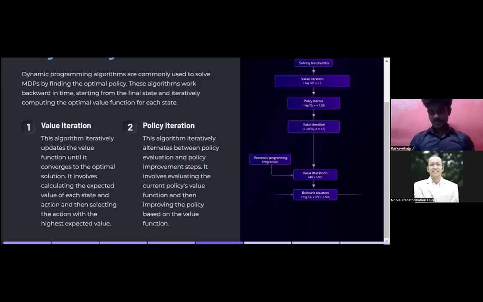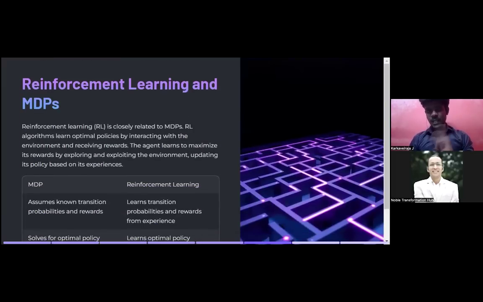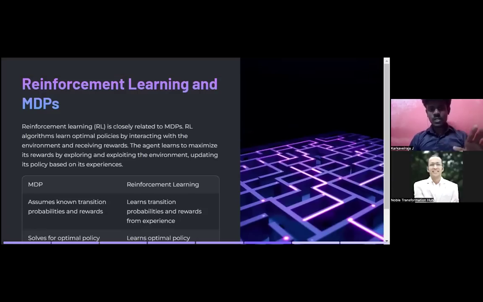Yeah, sure, sir. Okay, let's move on. Okay, reinforcement learning and MDP. Let's see what's the difference. Okay, yeah, reinforcement learning is closely related to MDP. It's true, right? Ancient method, it's a modern method.